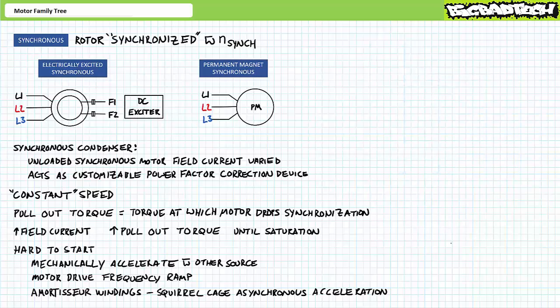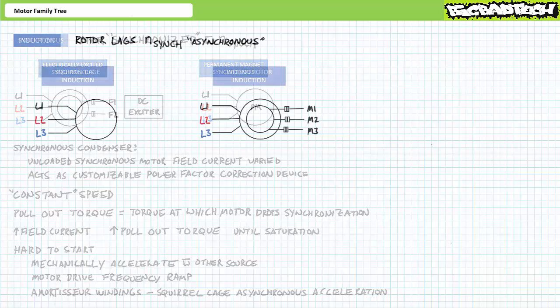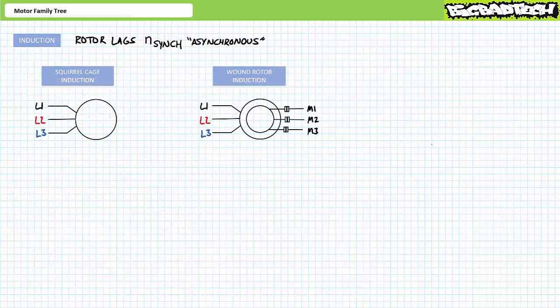In summary, the desirable constant speed characteristics of synchronous motors come at a price of slightly more complicated means of construction, starting, and protection. Let's examine the other half of the three-phase AC motor branch, induction motors. Induction motors also use a rotating magnetic field in the stator that for all intents and purposes is identical to that employed by the synchronous motors.